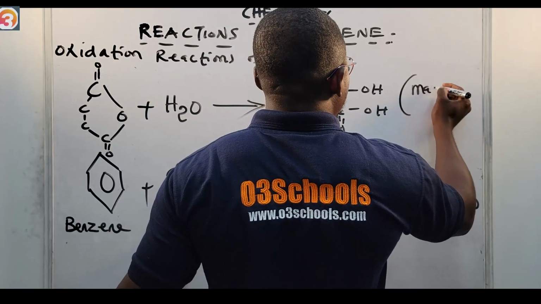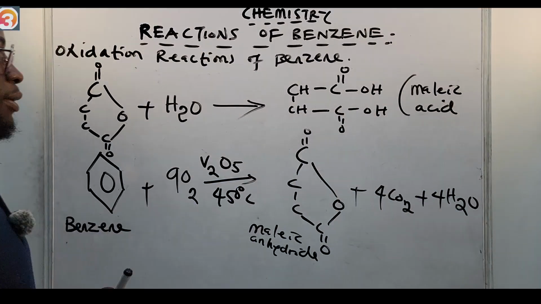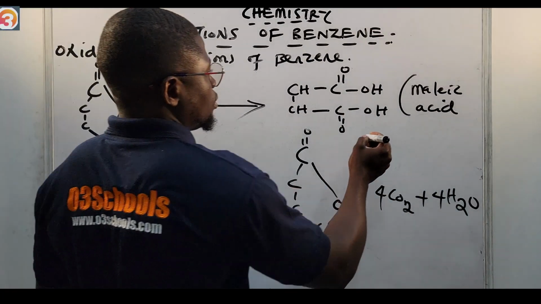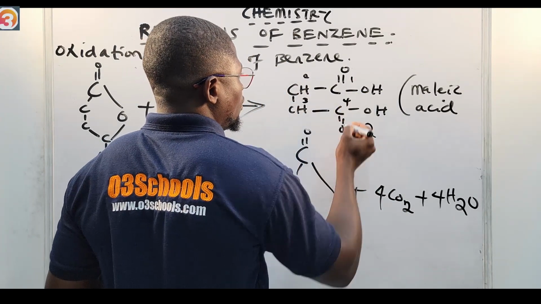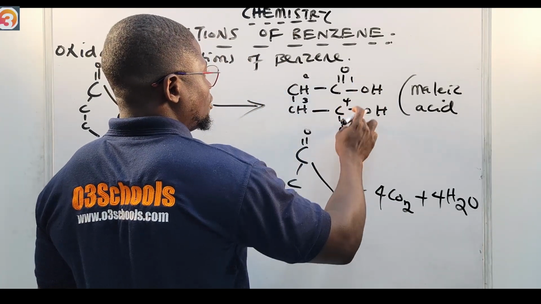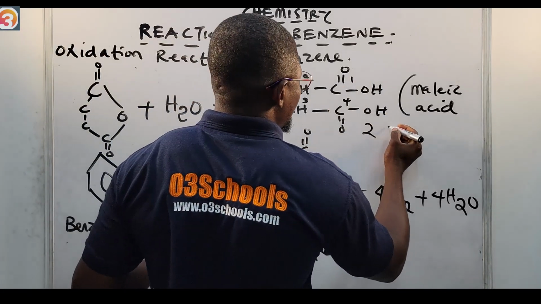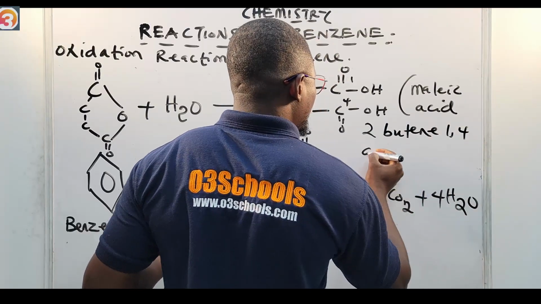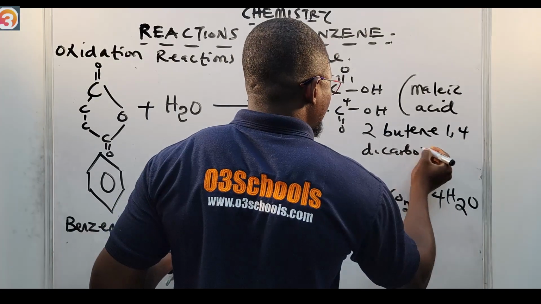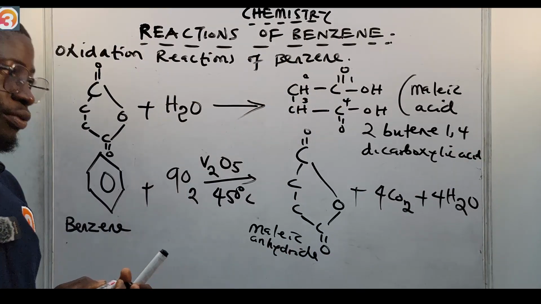So this one is now called maleic acid. This is maleic acid, or 2-butene. If you number 1, 2, 3, 4, the carboxylic acid groups, you can see that they are in positions 1 and 4. So we now call this 2-butene-1,4-dicarboxylic acid. Very simple as ABC.